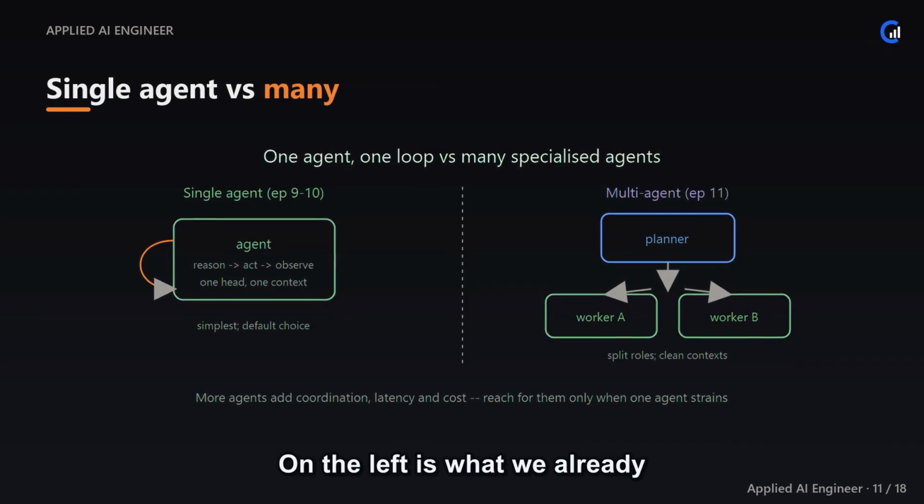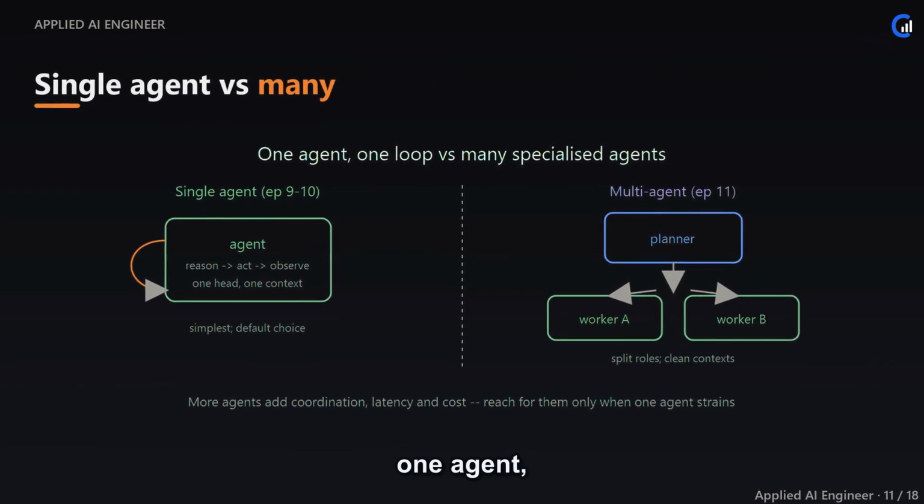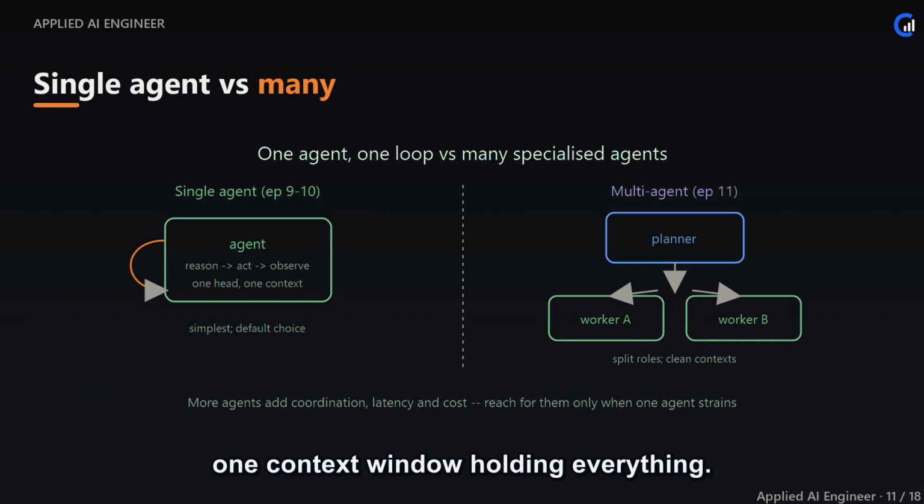On the left is what we already have, one agent, one loop, one context window holding everything. On the right is the multi-agent shape. A planner decides what needs doing, and separate workers each handle a piece with their own clean context. Splitting roles can make each agent simpler and more reliable. But notice every box on the right is another model call. Coordination is never free. We'll return to that trade-off with hard numbers later.